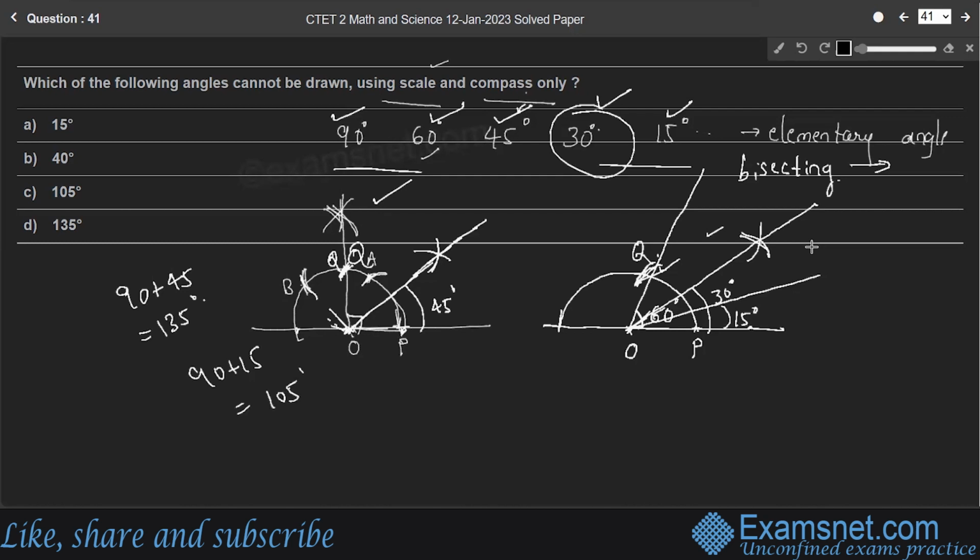So you will get 105 degree, right? So these many angles can be drawn, and it continues, right? By adding 15, 30, 45, 60 degree. This is how you can draw angles using compass and scale.